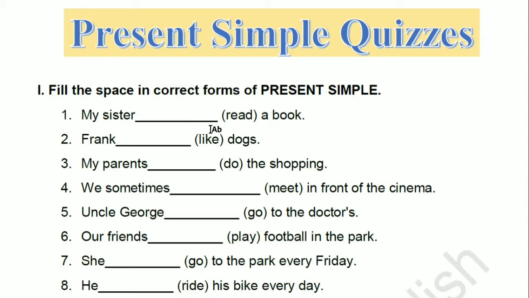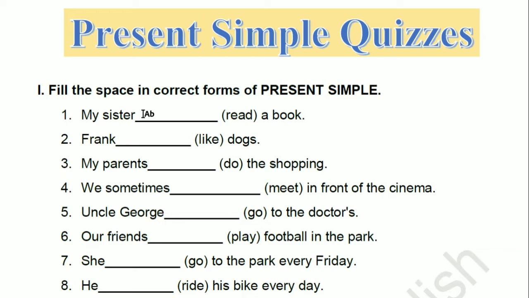Third person plural, first person or second person. So you have to complete the verbs in the space with the correct person or correct verb in the sentence in here. Okay, so now let's take a look and start with it. Number one, my sister, a book. So the verb is read. Okay, so how can you complete it?